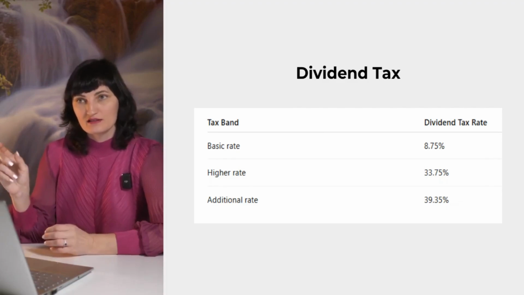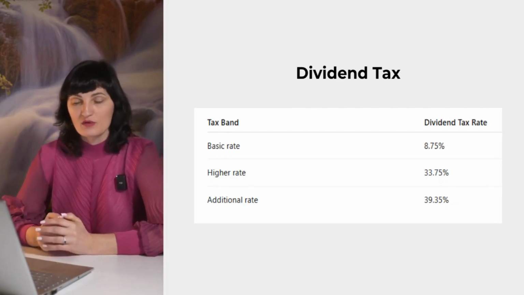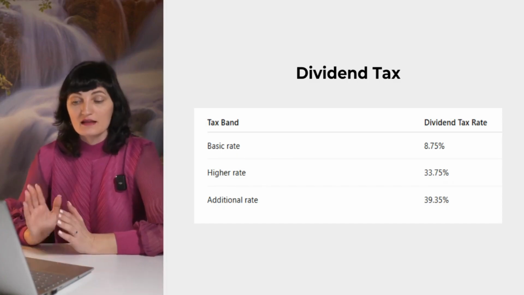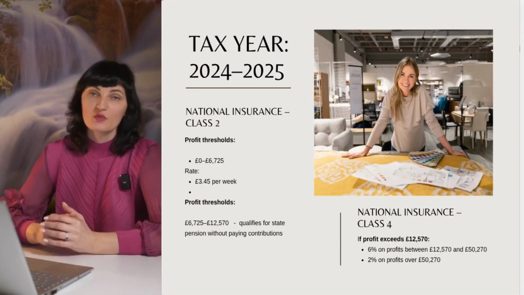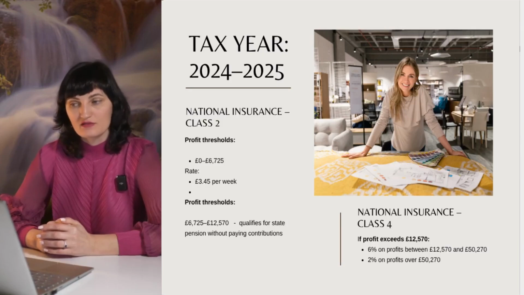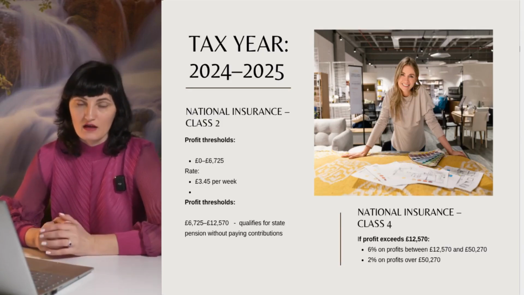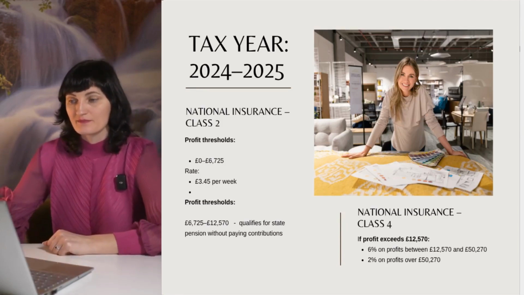The higher rate, that is, for that portion of income, will be 33.75%, and the additional rate is 39.35%. Also, if you are self-employed, you will have to pay an additional tax for yourself. This is national insurance of either Class 2 or Class 4, depending on your income.